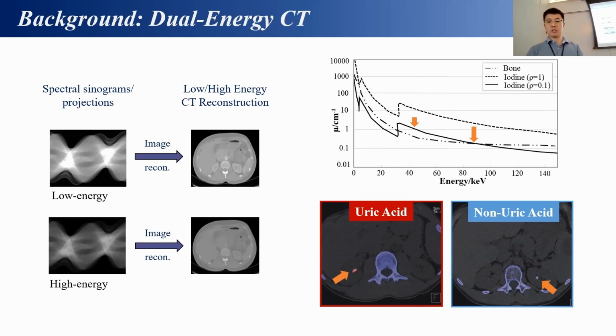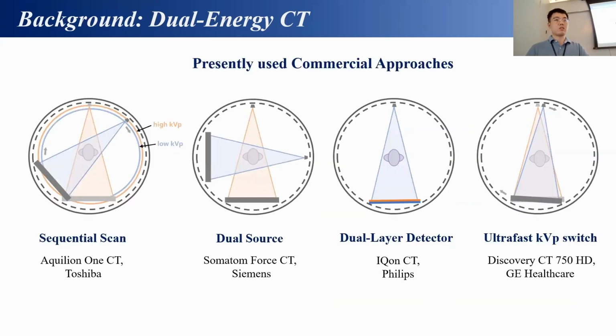For example, as shown in the lower right here, dual CT can not only determine the presence or absence of stones, but also identify the composition of these calcium-enriched stones. Currently, dual CT has maybe 4 types from different companies: sequential scan, dual source, dual layer detector, and ultra-fast kVp switch scanner.